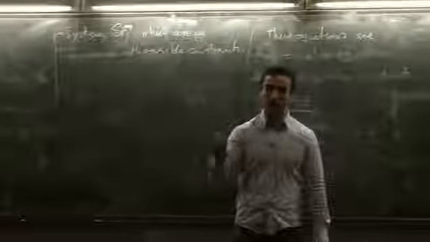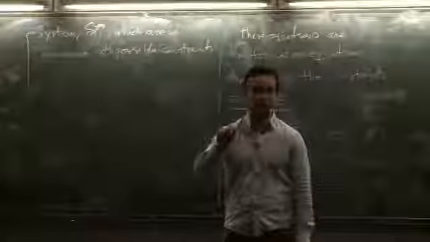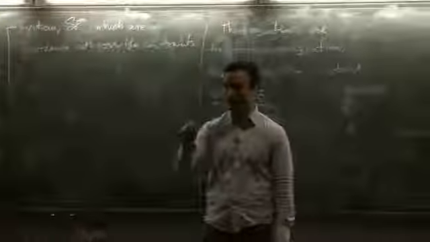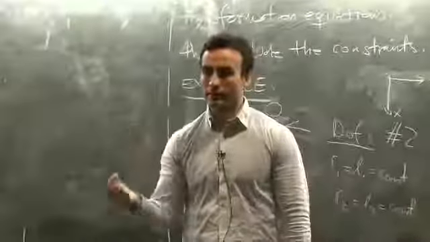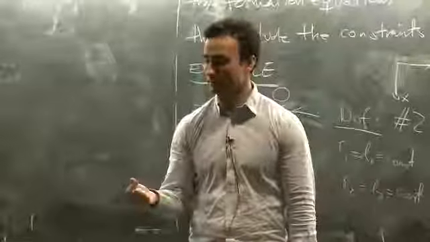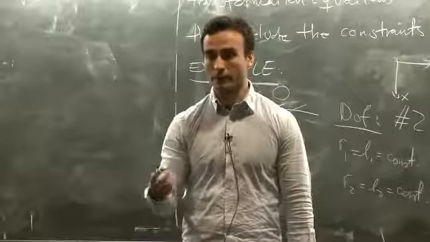So if we revert to our example of the ball rolling on a hill, an allowed virtual displacement would be up or along the hill, but not into the hill. That would not be allowed in terms of the constraints of the system.